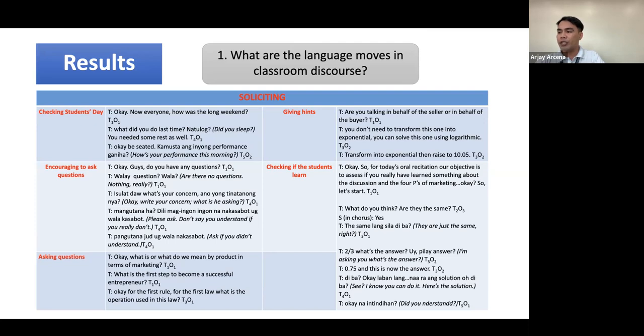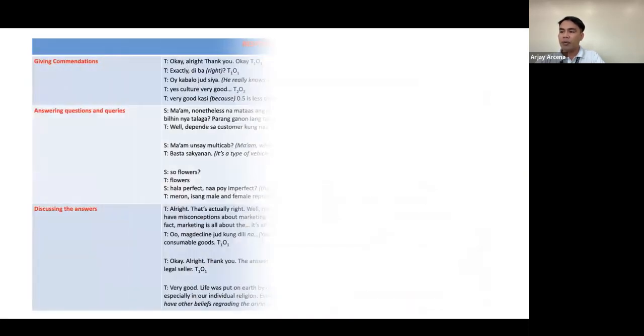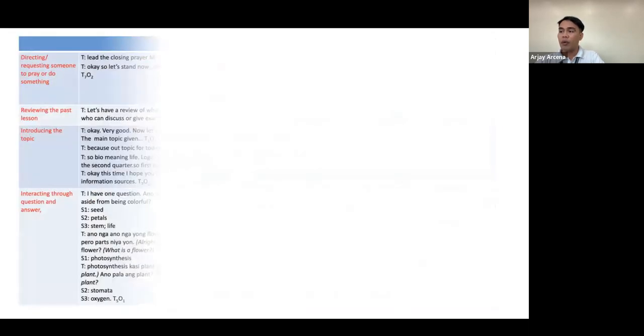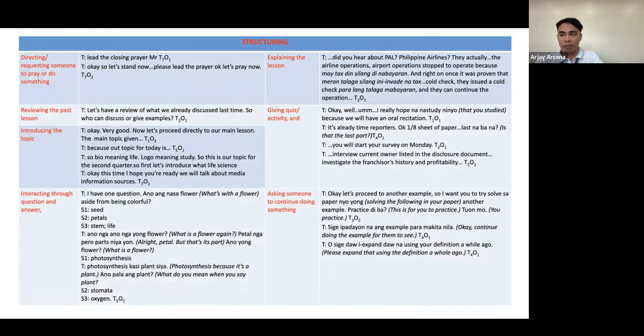Moreover, teachers respond through giving commendations, answering questions and queries, and discussing answers. Also, teachers structure their language by directing or requesting someone to pray or do something, reviewing the past lesson, introducing the topic, interacting through question and answer, explaining the lesson, giving quiz or activity, and asking someone to continue doing something. That could be a task.